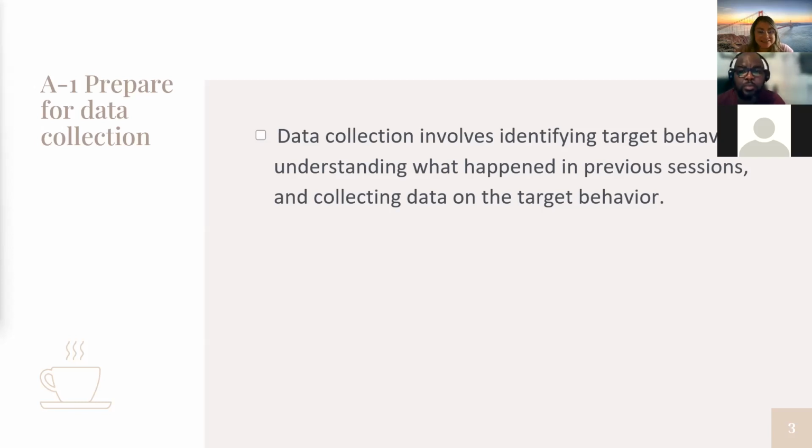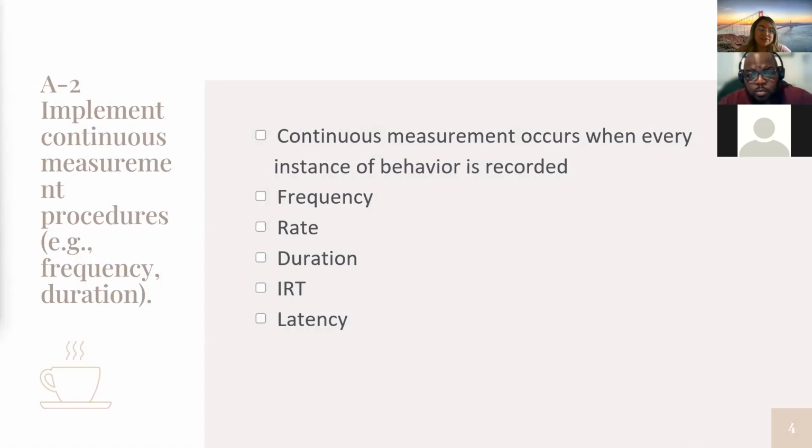Okay. So the next one, A2, implementing continuous measurement procedures. So Eric, what's continuous measurement? What does that mean? That is when you continue to take measurement throughout your whole session. Yeah, keep going. So they're recording data for every instance of the behavior. So every time it happens, we're taking data in some method, some way, shape, or form.